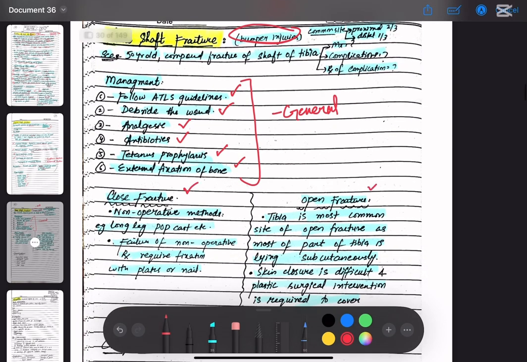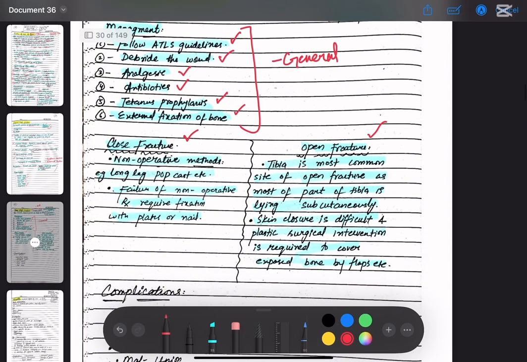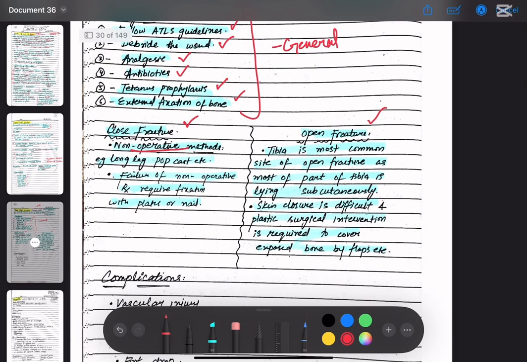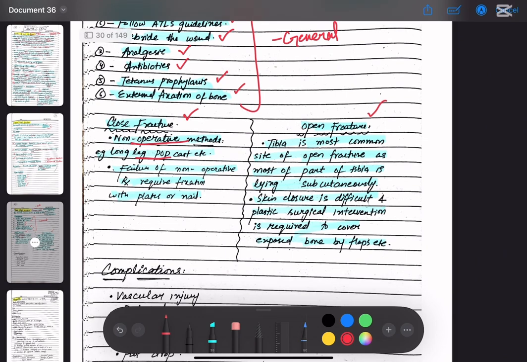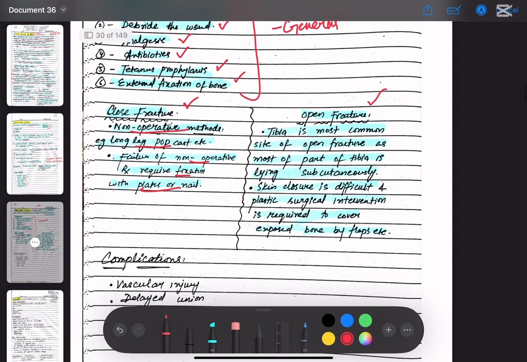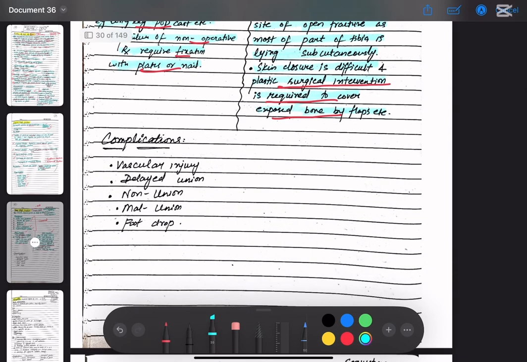If the tibial shaft fracture occurs, then we have the closed fracture and the open fracture. In the closed fracture, non-operative methods are used, for example a long leg pop cast, and for failure of non-operative treatment, fixation with plates or nailing is done. For the open fracture, skin closure is difficult, and plastic surgical intervention is required to cover the exposed bone by flaps. Now the complications of the tibial fractures are vascular injury, delayed union, non-union, malunion, and foot drop. These are the common complications that are present in all types of fractures.